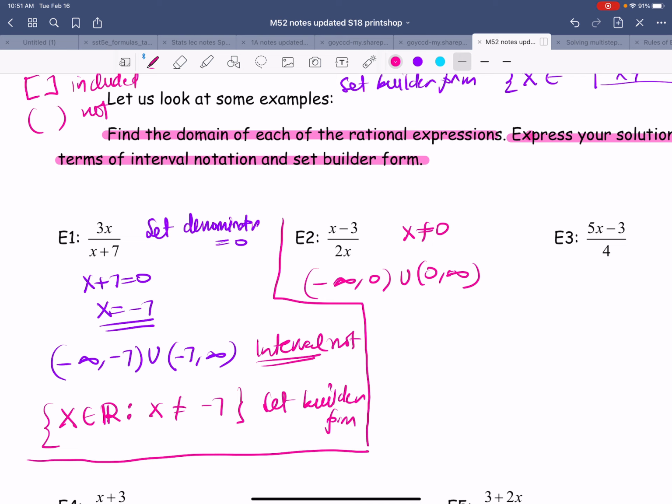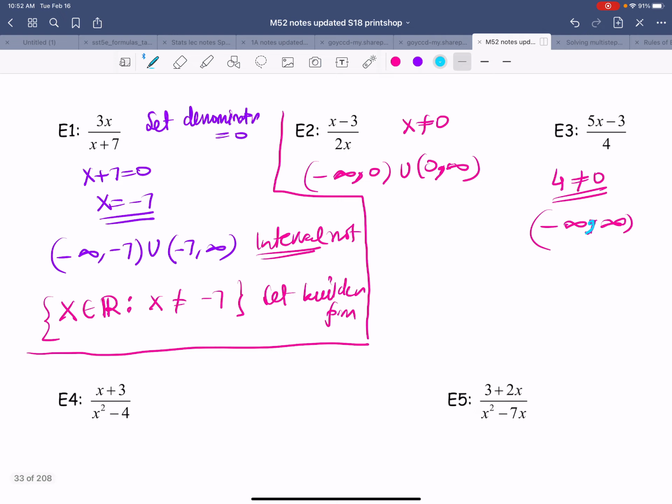Okay. Next, example number 3. I don't have any variable in the denominator. My denominator is 4, which I know can never equal 0. So no need to worry about this denominator. There's no way the 4 can equal 0. So that means the domain in this case is all real numbers, going from -∞ to +∞, with a comma in the middle. Domain is negative infinity to positive infinity because there's no variable in the denominator.